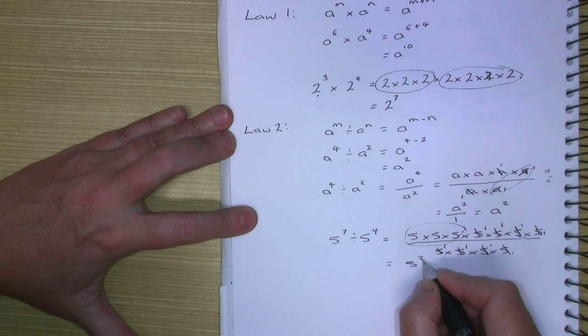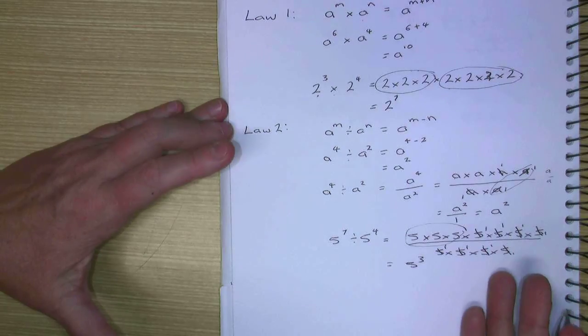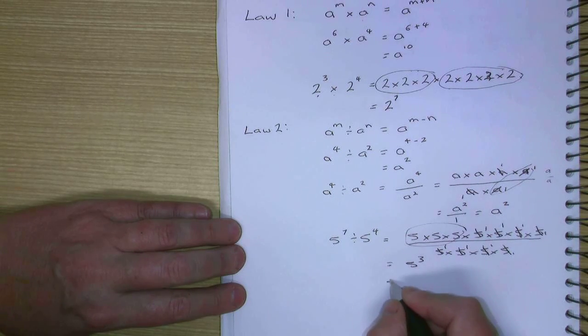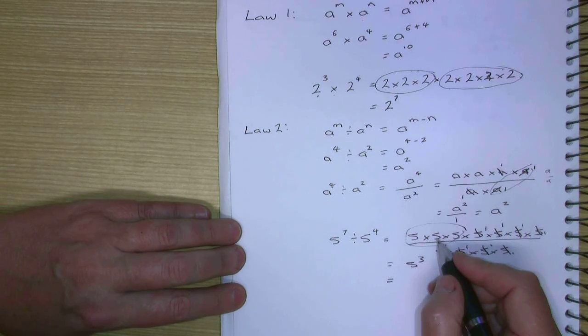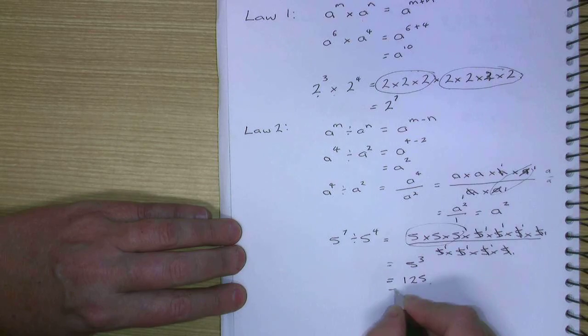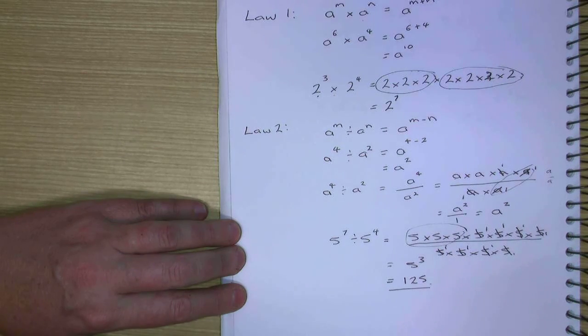5 to the 3 on the top over 1, and I don't need to write that. And if I'm asked to solve that, 5 times 5 is 25, times 5 is 125. But mostly you'll be asked to leave it in index notation.